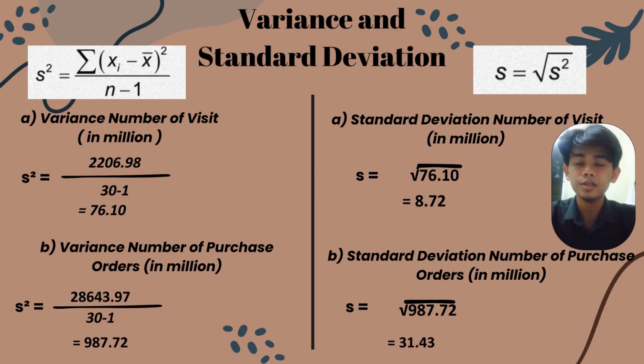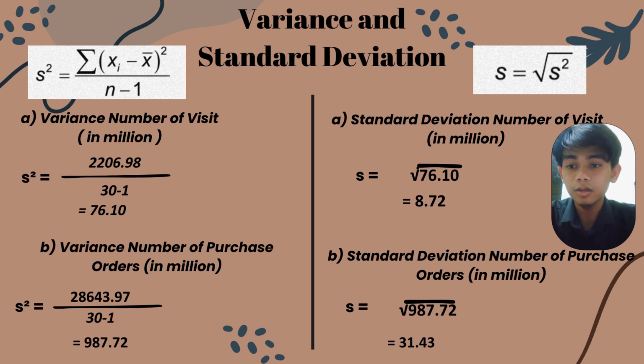Next is variance and standard deviation. The variance formula is almost the same as the calculation method for MAD, but needs an addition in the calculation method. The variance of number of visits we get is 76.10 and the variance of number of purchase orders we get is 987.72.